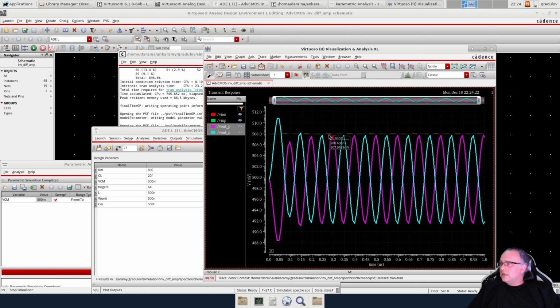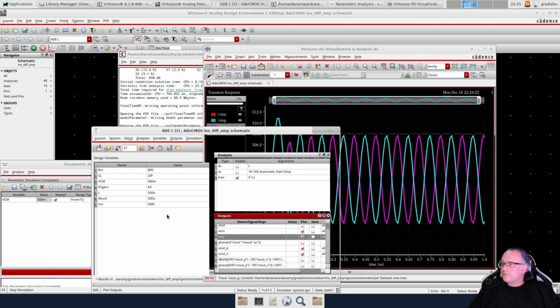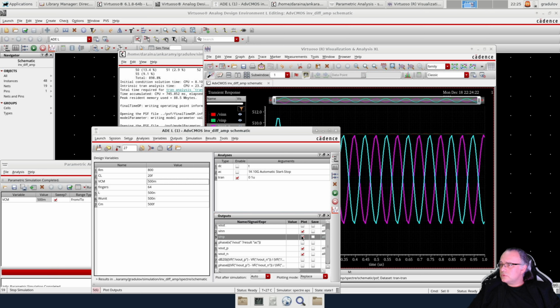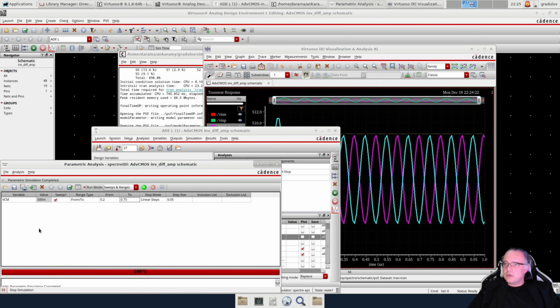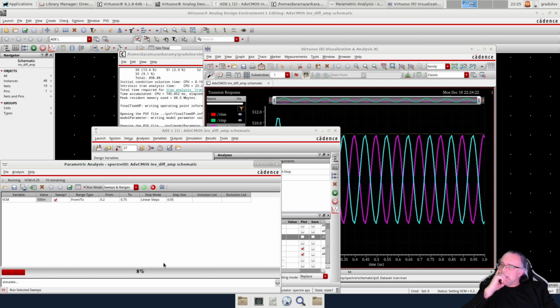And then I will now change the common mode. So now the common mode is here for the output signal, and I will simulate for different levels of common mode. I'll switch off the input and plot only the output. So this is the parametric sweep of the common mode setting.